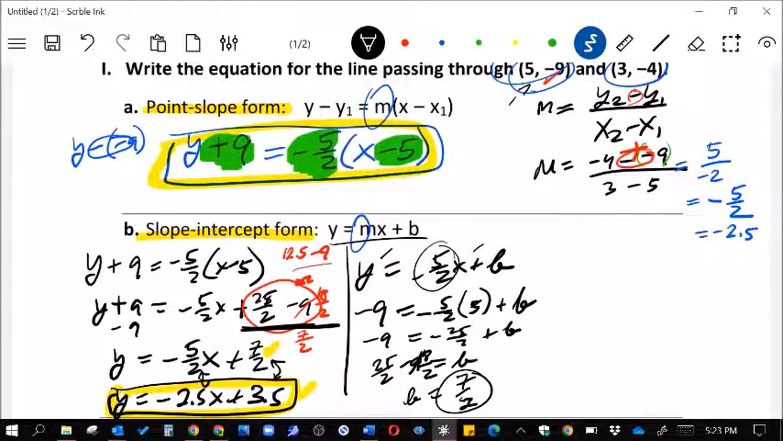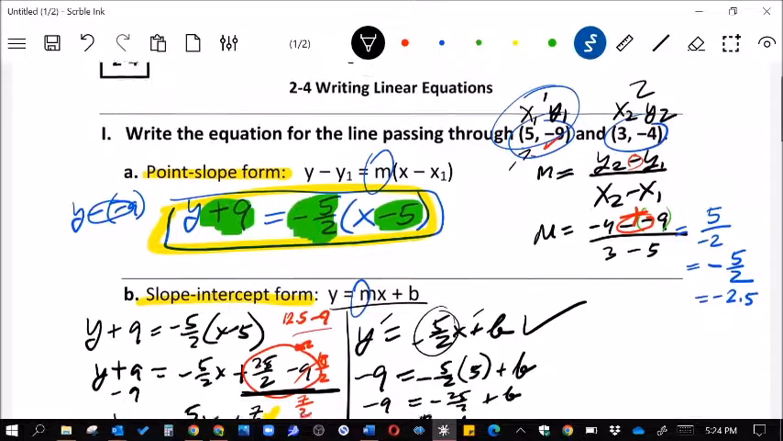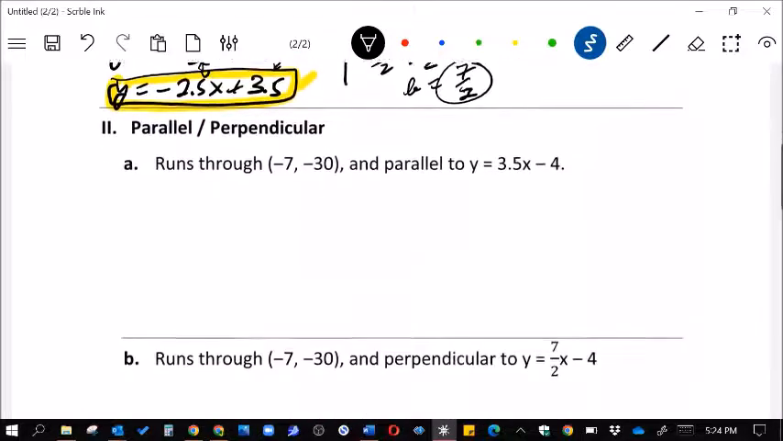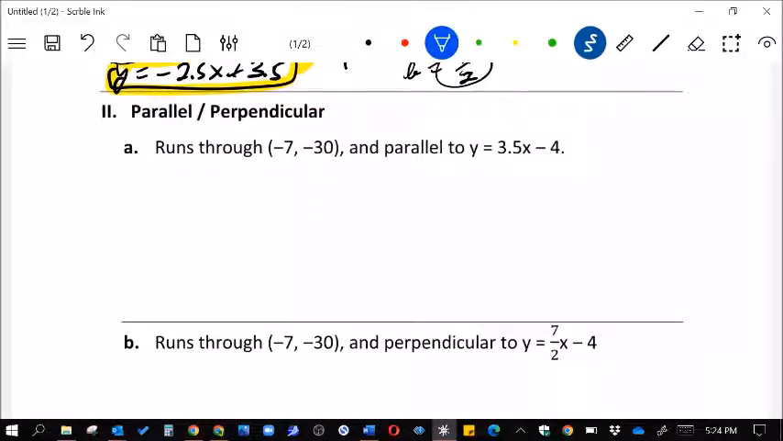Okay. And that would make this one be the same as the other one. Just some people consider that easier. Okay, now these are important. You have a straight line, one here, that runs sort of like this, and it goes through -7 and -30. Okay. What we want is a line that's parallel to it.